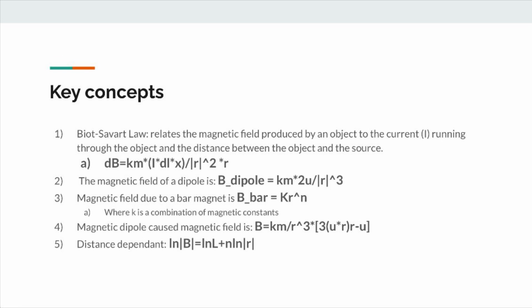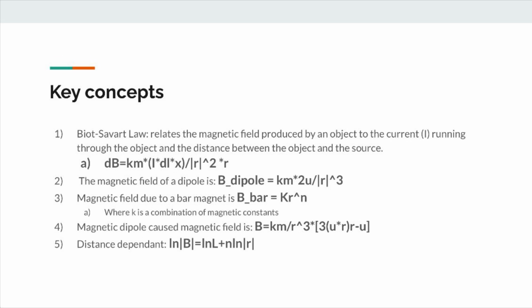Now, the key concepts used in this lab are the Biot-Savart law, which relates the magnetic field produced by an object to the current running through the object, and the distance between the object and the source, and that is dB equals Km times the current, dl times r hat, over magnitude r squared. The magnetic field of a dipole is B dipole equals Km 2μ over r to the third.